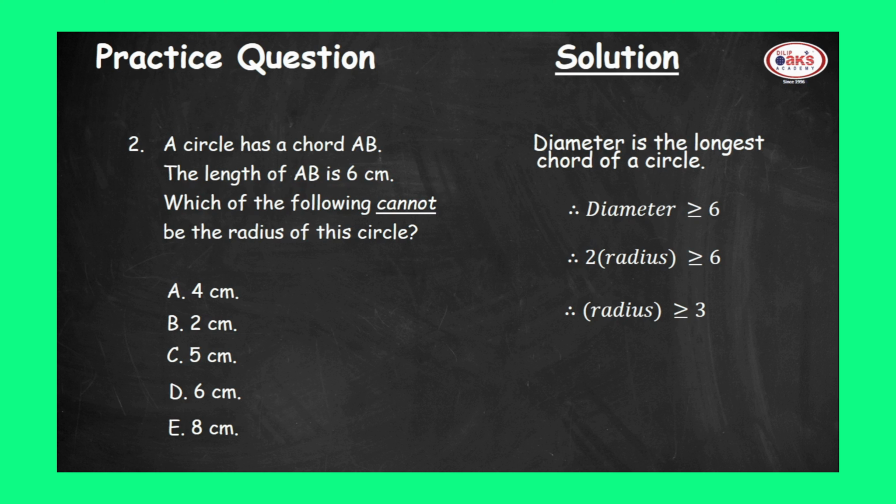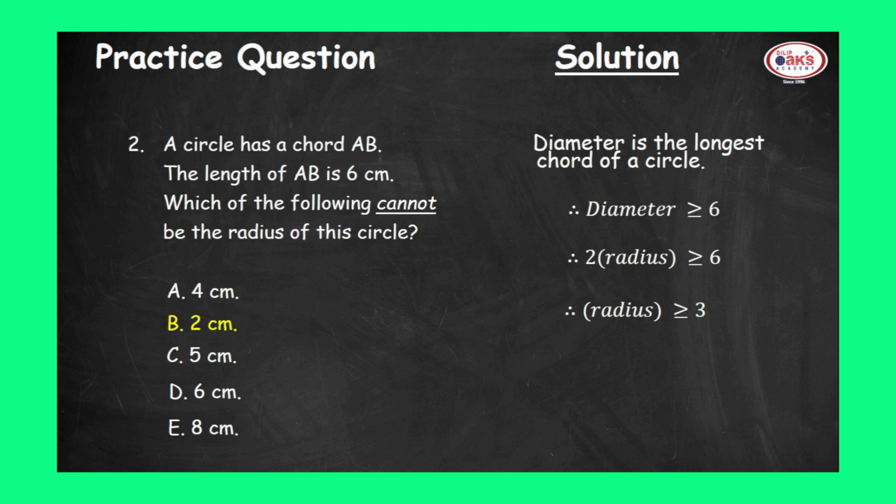Now if you browse through the options, you can check that A, C, D and E, all 4 options are greater than 3. It is only option B which is less than 3 centimeters, and hence it cannot be the radius of this circle. Okay. I believe all of you understood this explanation as well as the question.